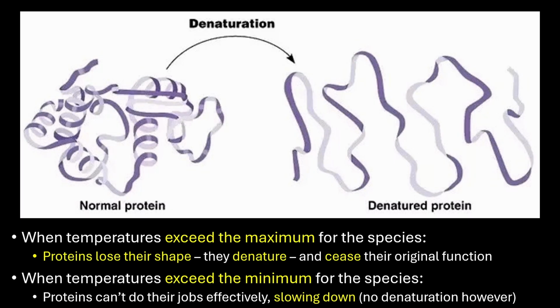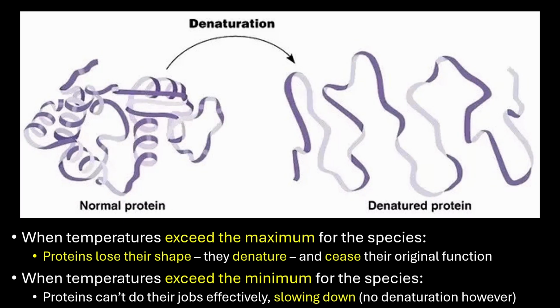But if you start moving too far out of that optimal range, the functionality of those proteins is going to decline as they start to denature. As the temperature exceeds the maximum temperature range for that species, for that protein, the proteins are going to lose their shape. They're going to undergo denaturation, and they're going to cease their original function. They'll have been destroyed. They'll no longer do the job that they used to do. And that can be extremely detrimental for the organisms. This can lead to death.